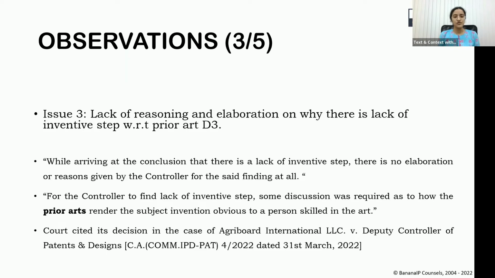With regard to issue 3, which is related to lack of reasoning and elaboration on why there is lack of inventive step, the court observed the following: that while arriving at the conclusion that there is lack of inventive step, there are no elaborations or reasons given by the controller for the said finding at all. For the controller to find lack of inventive step, some discussion was required as to how the prior arts render the subject invention obvious to a person skilled in the art. So this point, that for the controller to find lack of inventive step some discussion was required, is an important point which was raised in this particular decision.